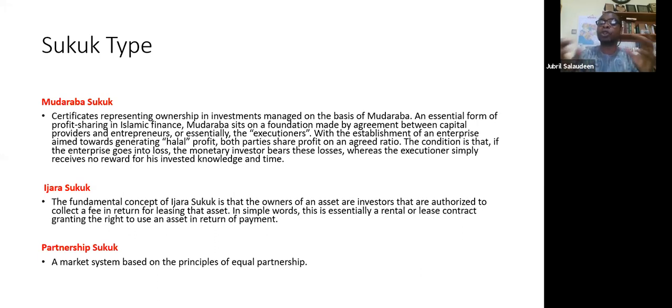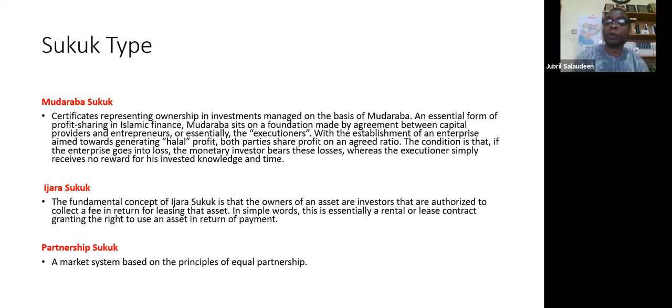But when you put it onto sukuk, you have to get an SPV, a special purpose vehicle, that will drive it. Then the profit sharing ratio is agreed. Sukuk ijara is what we are comfortable with and we're familiar with. That is a sukuk that has been issued by the federal government of Nigeria. So fundamentally, the concept of sukuk ijara is that the owners of an asset are investors that are authorized to collect a fee in return for leasing the assets.